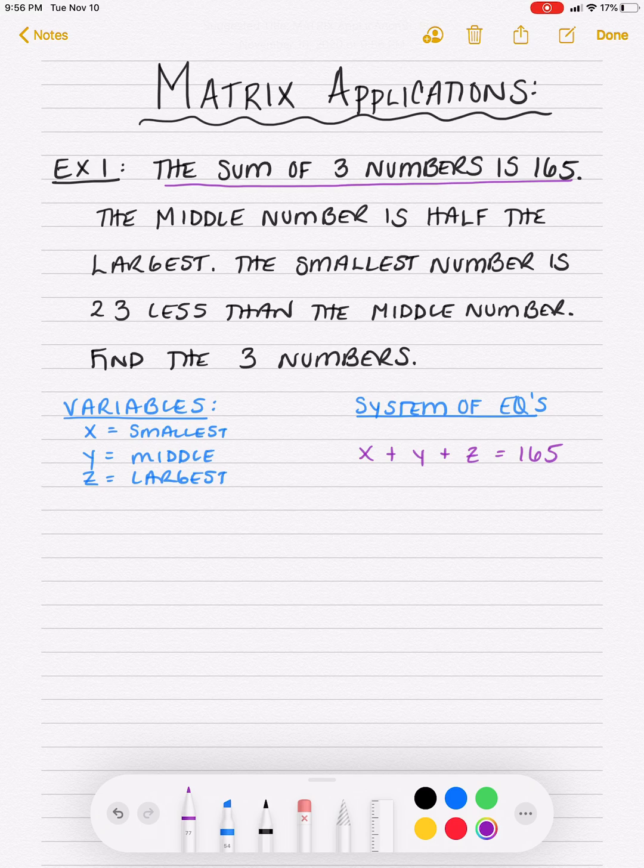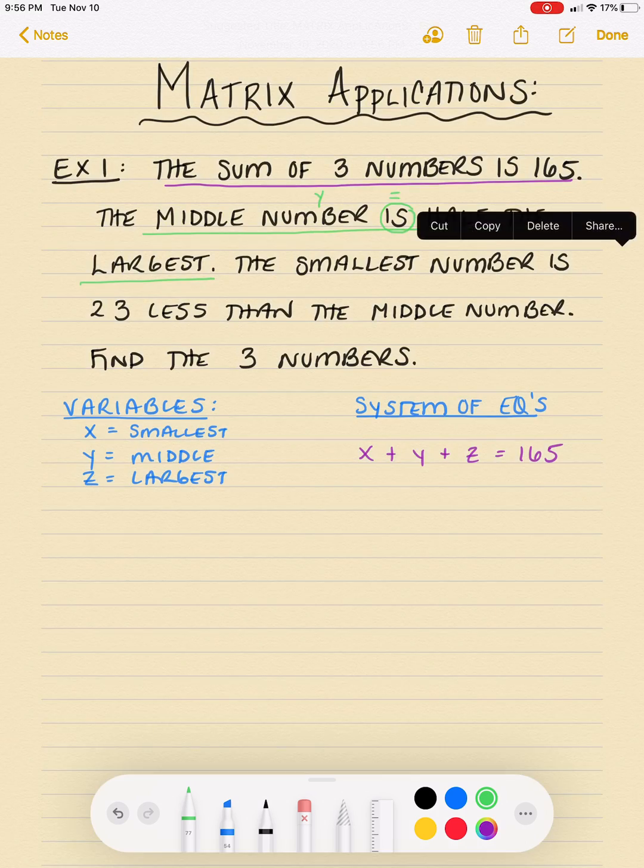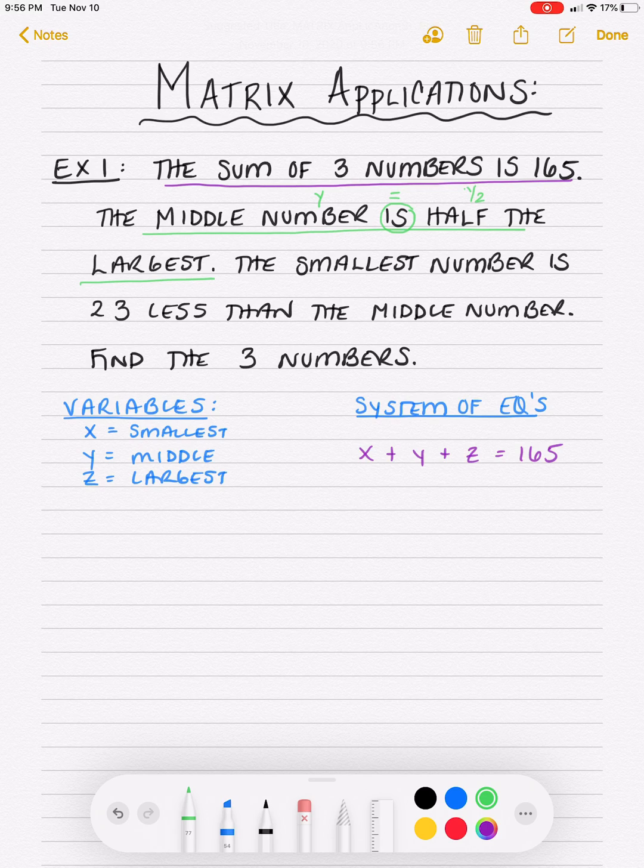Then I keep reading, and the next equation I see is the middle number is half the largest. So that is going to be my second equation. Well, the middle number is Y. "Is" represents the equal sign. That's an important word that helps me when I write the equations, because it helps me make sure I put the equal sign where it belongs. And then it says half, and the largest number is represented by Z. So let's translate this: Y equals 1/2 Z. Once you interpret word for word, these really aren't too bad.